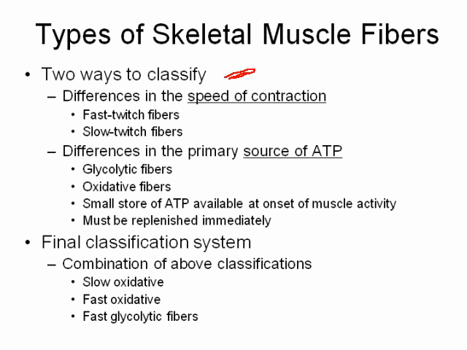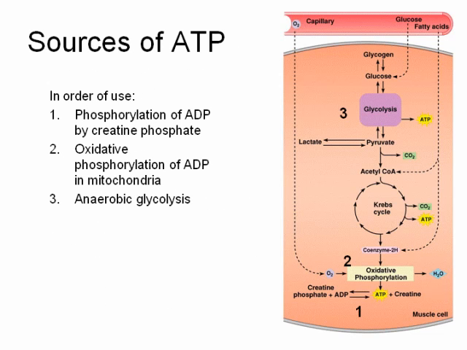So with the two systems, there's a final classification system, which is a combination of these. We can have slow oxidative fibers, fast oxidative fibers, and fast glycolytic fibers. Let's take a look at sources of ATP.